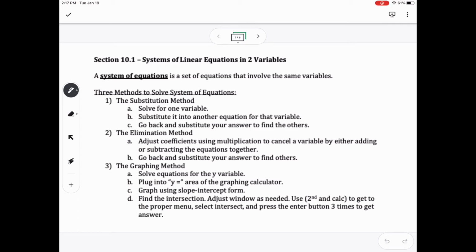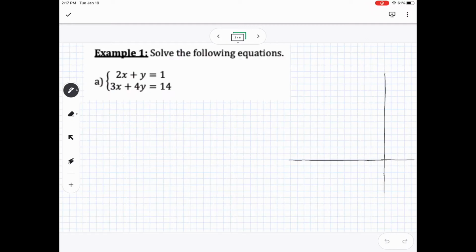Today's lesson, we're talking about solving systems of equations with two variables. There are three different methods in solving: substitution, elimination, and graphing. Now we'll try to show all three, and then we will also have to be able to apply these to word applications or word problems.